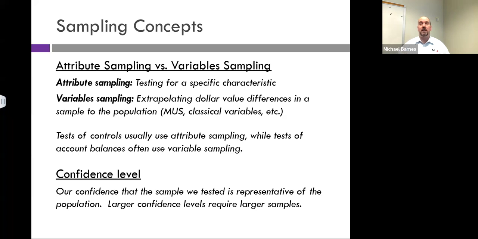Specifically, if you take 100% and you subtract sampling risk, you get confidence level. Or if you take 100% and subtract confidence level, you get sampling risk. So if I tell you my sampling risk is 5%, that means my confidence level is 95%, all right? And the larger that confidence level gets, the larger my sample has to get. So if I want to be 90% confident, that's a smaller sample than if I want to be 95% confident or 99% confident.